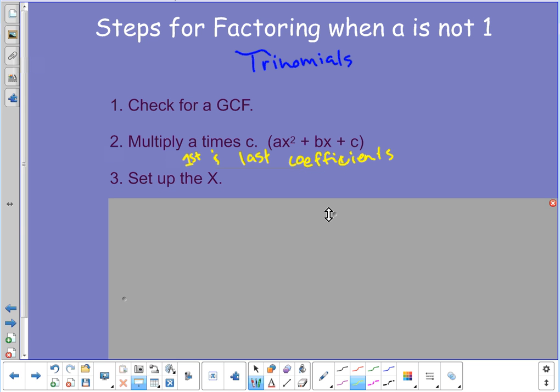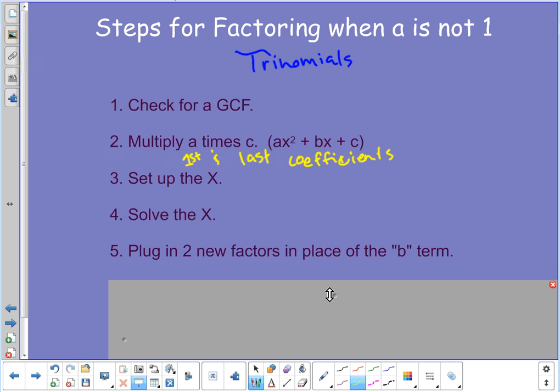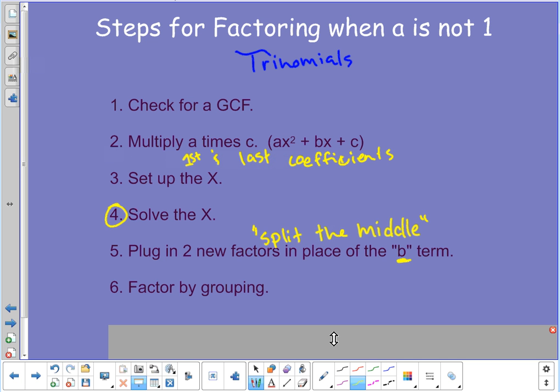Then after we multiply those together, we're going to set up a big factor X. And you'll see what this looks like. This is really just a way of organizing how we figure out what terms go into what piece. And then we solve the X. And then we're going to split the middle. We sometimes call this splitting the middle. So that b term is going to be split into whatever we find when we solve for the X in number 4. So split the middle b term and then factor by grouping.